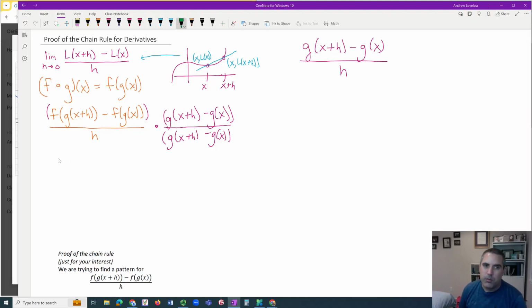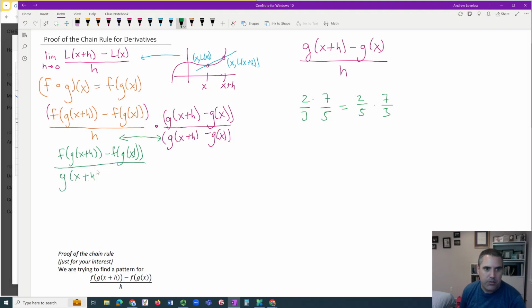Okay, so then the proof is to rearrange the fractions. So you're going to say f of g of x plus h minus f of g of x, and I'm just going to rearrange. It's like I'm going to write 2 times 7 over 3, and I'm going to instead write it as 2 over 5 and 7 over 3. Nothing really fancy here. So I'm going to swap the location of these two items. And so it's going to be g of x plus h minus g of x times g of x plus h minus g of x. I didn't say the proof would be exciting. I just said I was going to show you what it generally looks like.